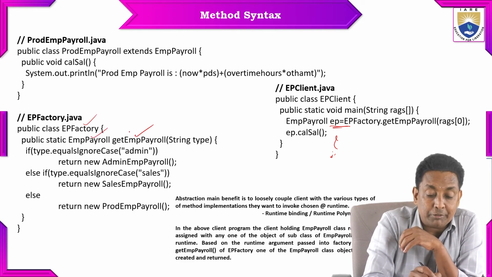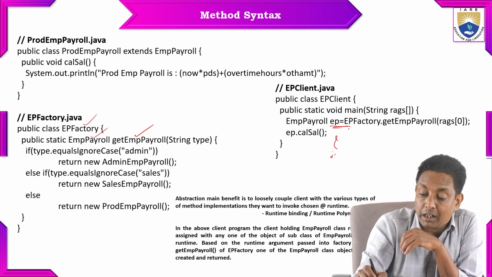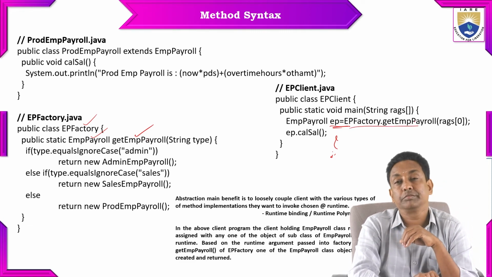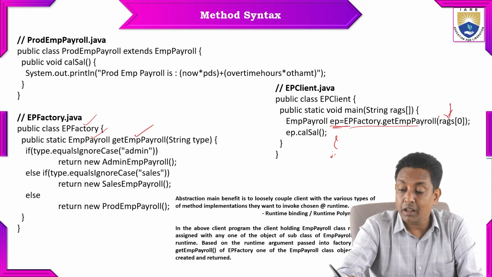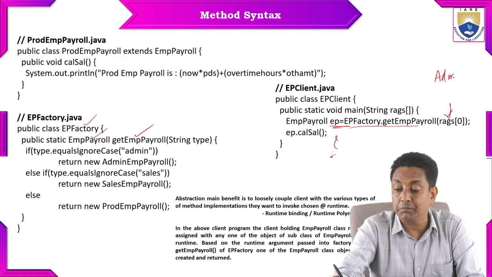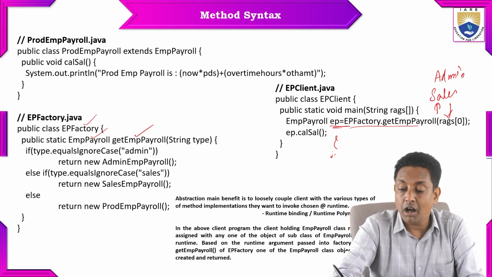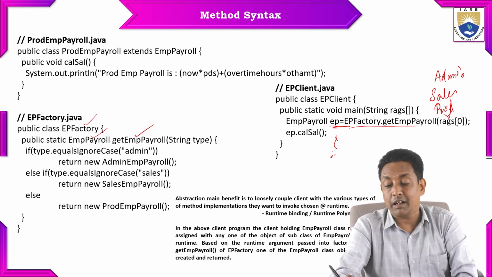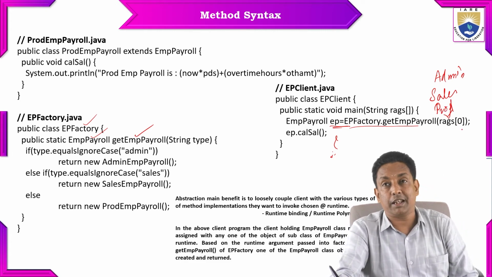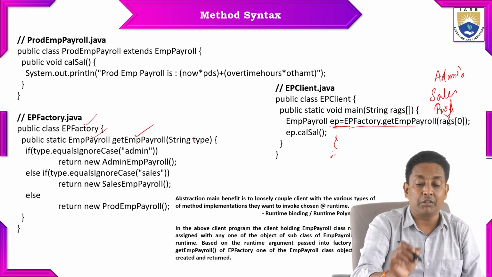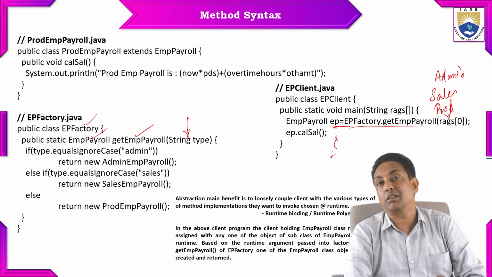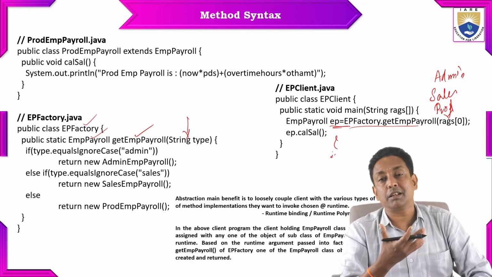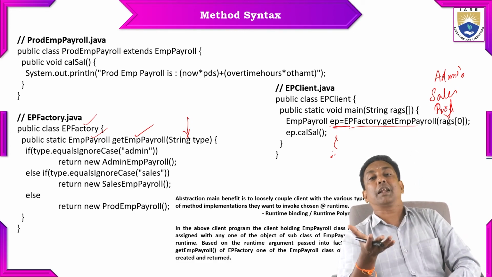And then I can call EP factory dot get employee payroll method directly like this here. But a very important point: into this argument, if I pass admin or sales or production at runtime, whichever argument we pass here will come to get employee payroll, the static method, and this static method is called a factory method.